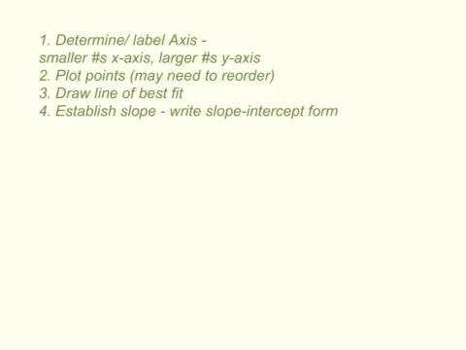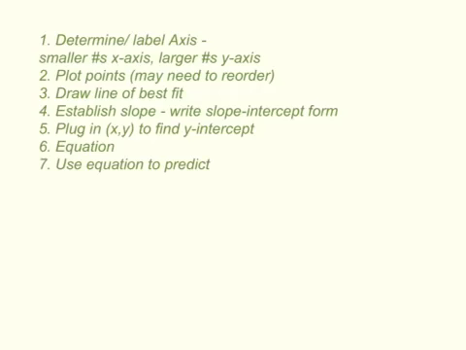We can then establish the slope of the line and start to write our slope-intercept form of the equation. We will then be able to plug in one of our x and y coordinates to find and solve for the y-intercept. Once we have our equation, we can then use this equation to predict future outcomes. So let's go through each of these steps in a real-life example.